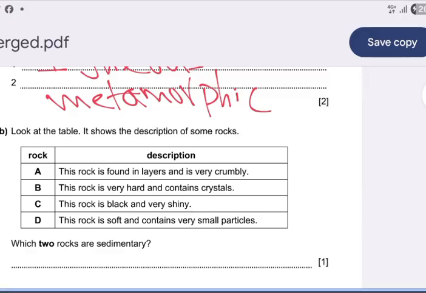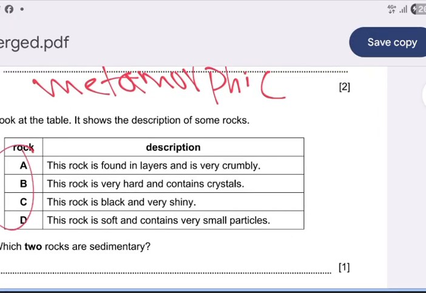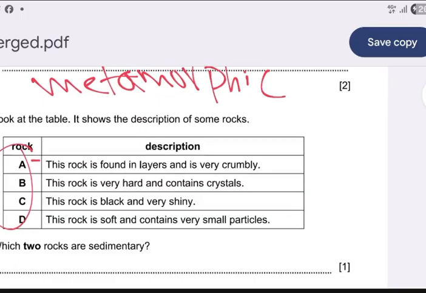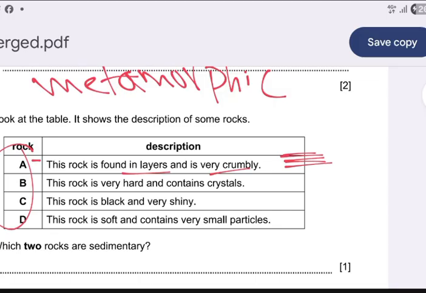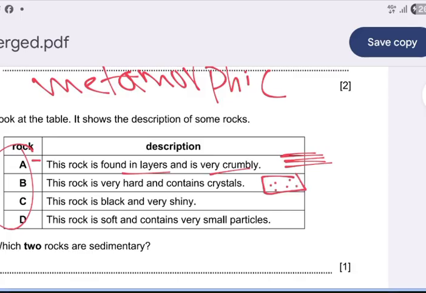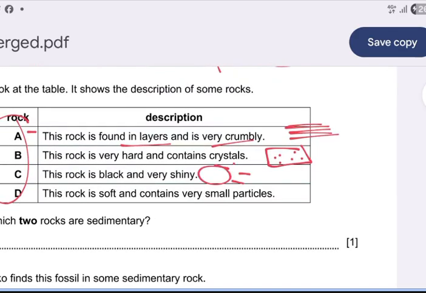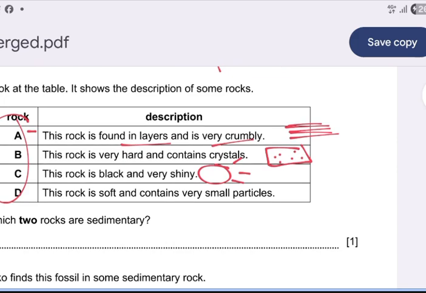So yeah, Judy, we have four types of rocks, A, B, C, and D. We said we have to read what is inside the box very carefully. The description for letter A: this rock is found in layers and is very crumbly. It means very rough. Letter B: this rock is very hard and contains crystals inside. Rock C: this rock is black and very shiny. Letter D: this rock is soft, you can break it easily, and contains very small particles.